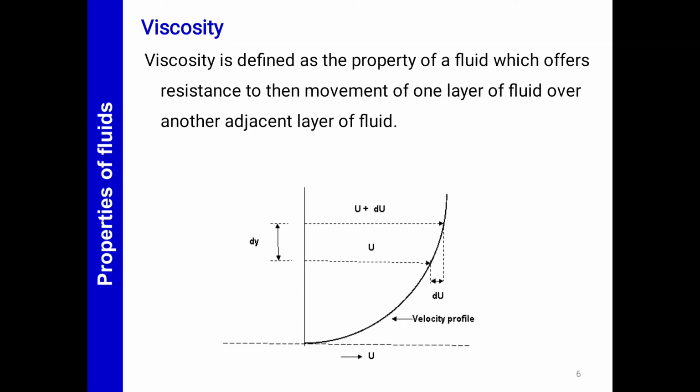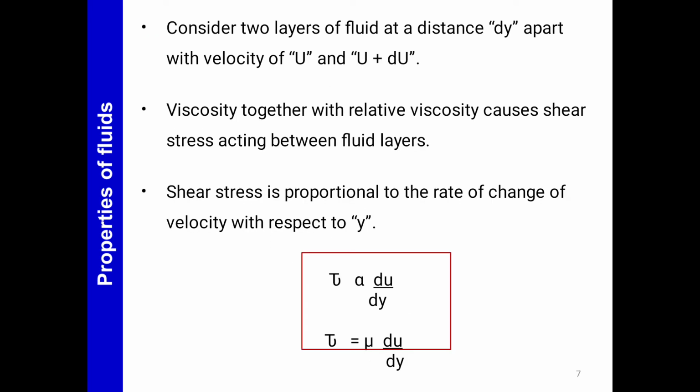Viscosity. Viscosity is defined as the property of the fluid which offers resistance to the movement of one layer of fluid over another layer of the fluid. So, we have considered two layers of the fluid at a distance dy apart with velocities of capital U and U plus du. Viscosity together with relative velocity causes shear stress acting between the fluid layers.